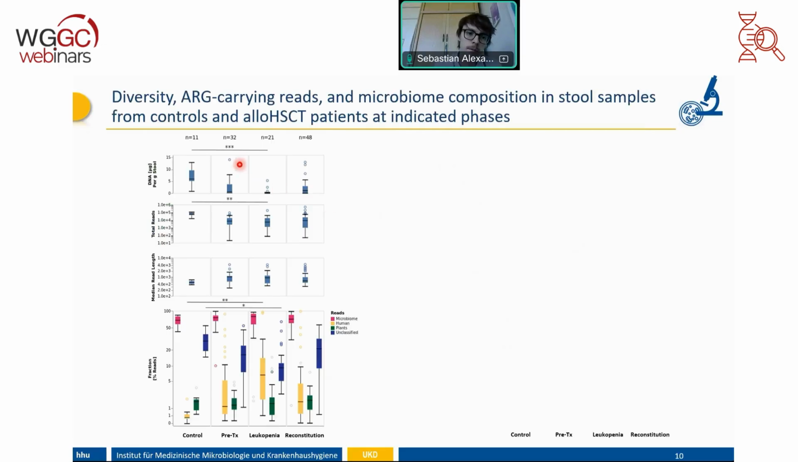So we analyzed our patients, and we also got 11 healthy control participants where we got stool samples as a control cohort. First, we just extracted the DNA and measured it, and we saw that the amount of DNA we were able to extract from stool samples from the patients was significantly lower than from our controls, especially in the leukopenia phase.